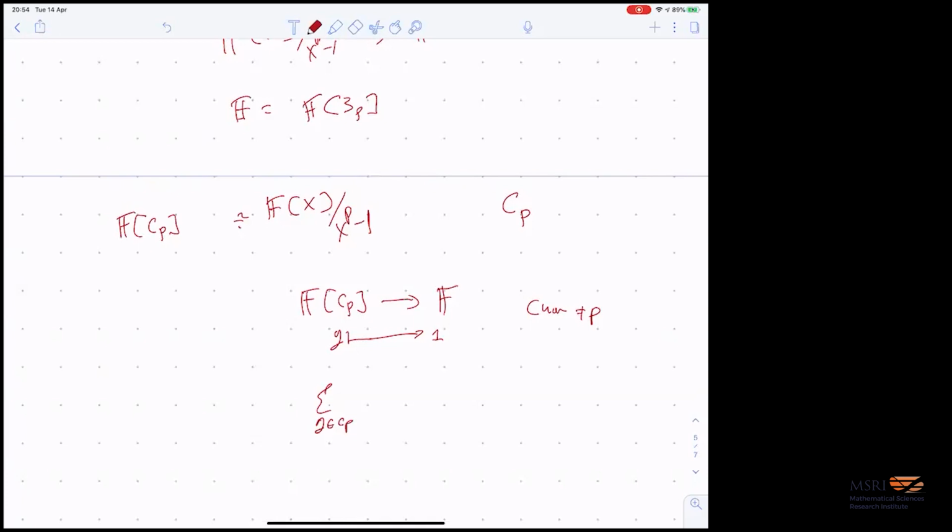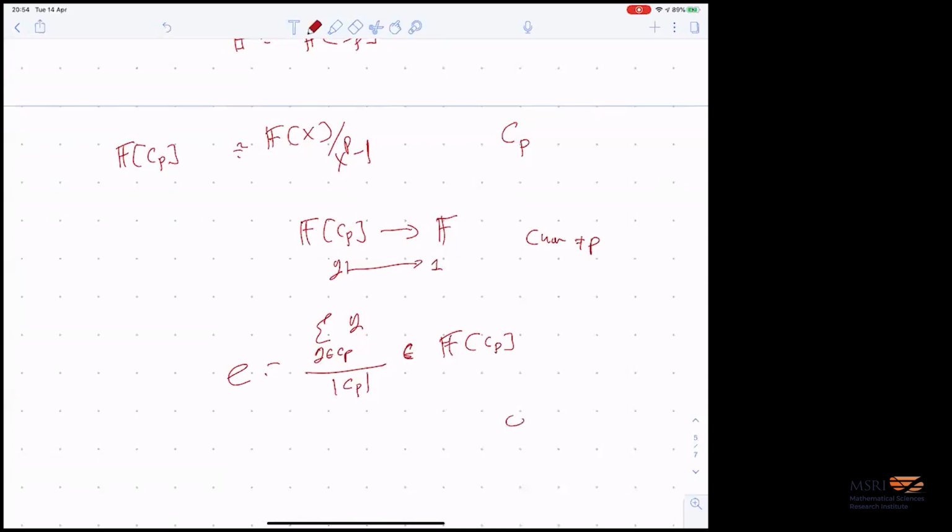Divided by the size of C_p. It's the average of all the elements. That thing lives, if the characteristic is different than p, in this group algebra. It's an idempotent, and it splits this group ring into F and the p-th roots of unity. And you see exactly what goes wrong when you try to do it in characteristic p.